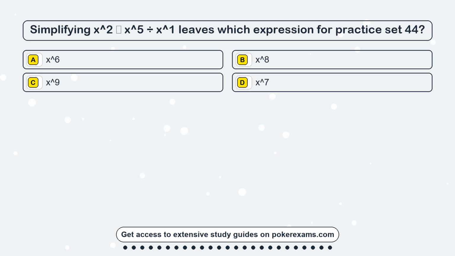Question 6. Simplifying x^2 times x^5 divided by x^1 leaves which expression for practice set 44? Option A x^6. Option B x^8. Option C x^9. Option D x^7.